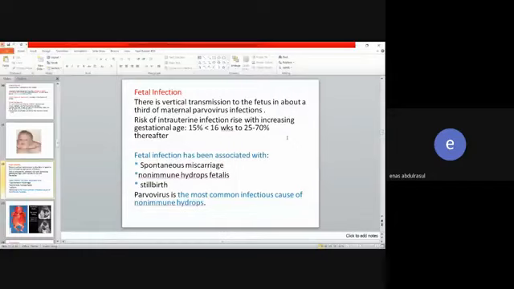So the risk of vertical transmission will increase with increasing gestational age. What about fetal infection? Fetal infection will lead to either spontaneous miscarriage, non-immune hydrops fetalis, or stillbirth. Here I want to clarify why I mentioned this virus: because it is the most common infectious cause of non-immune hydrops fetalis.